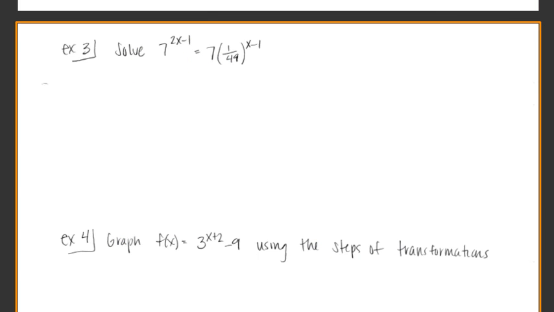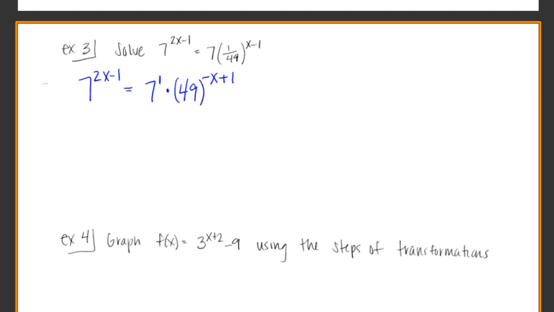All right, and with this one, it looks like we've got several bases going on here. Okay, so we've got 7 to the 2x minus 1. Now pay very close attention to this because it's kind of a tricky one. This is 7 to the first times. Okay, and I'm going to go ahead and take the reciprocal of that base. So now 49, and I'm going to take the negative of that exponent. So negative x plus 1.